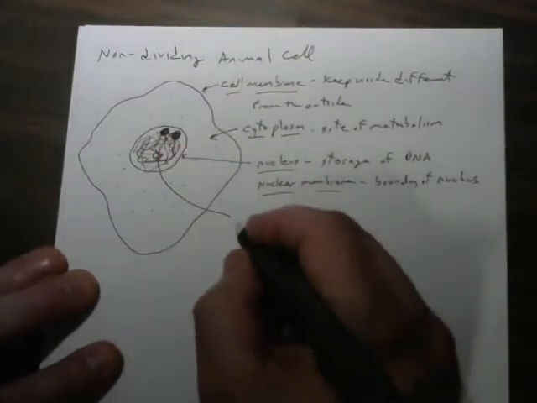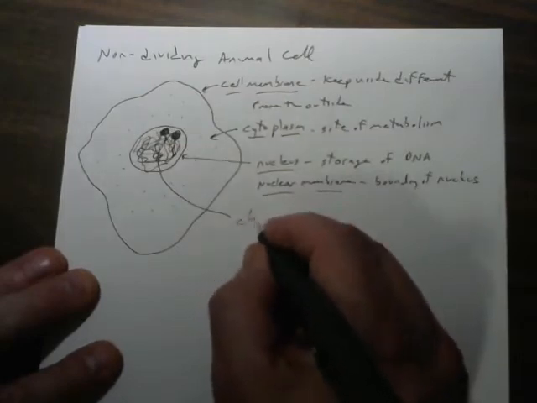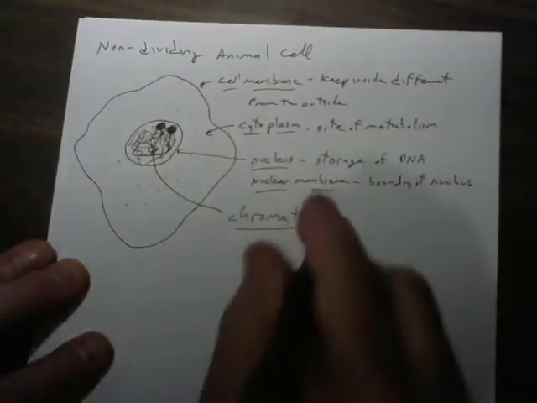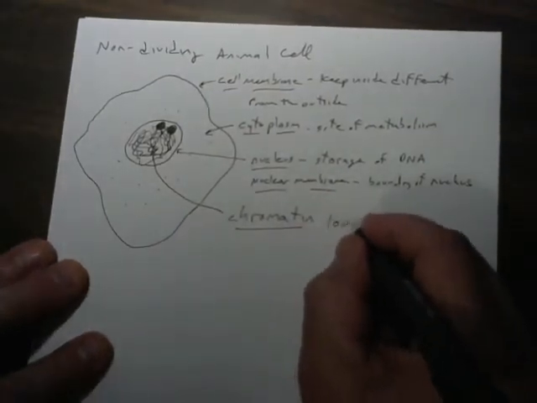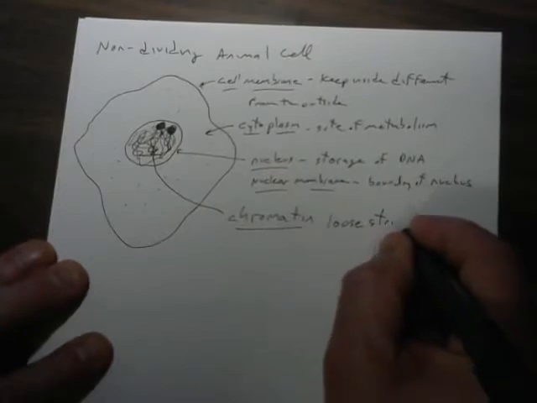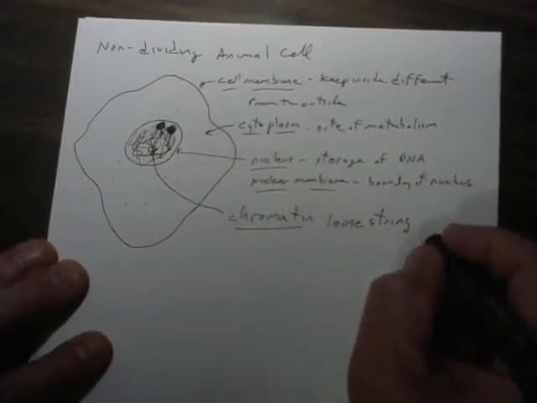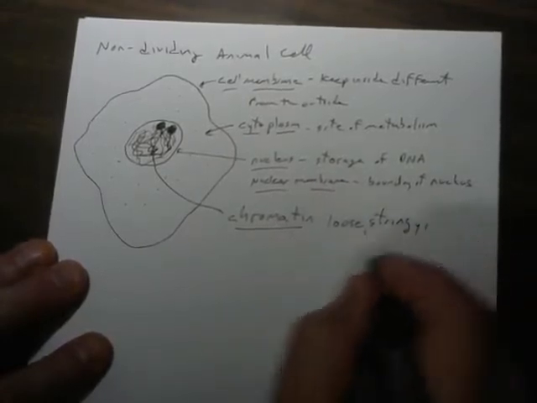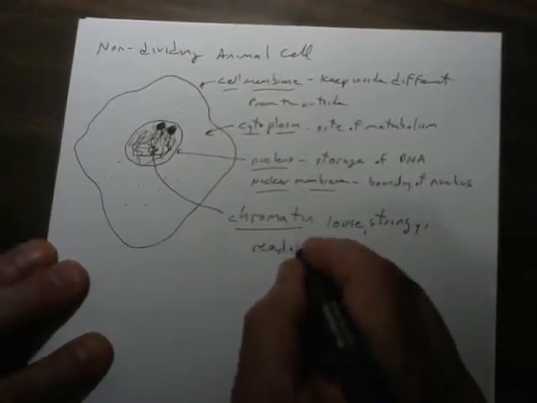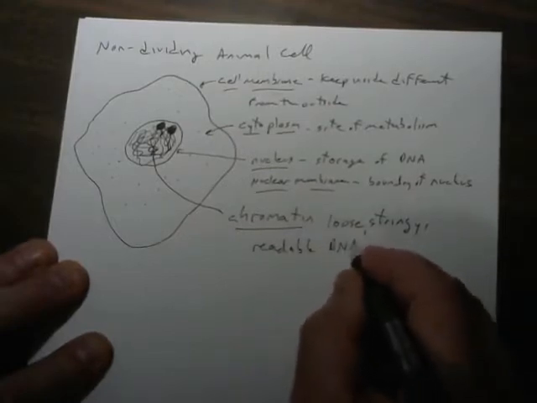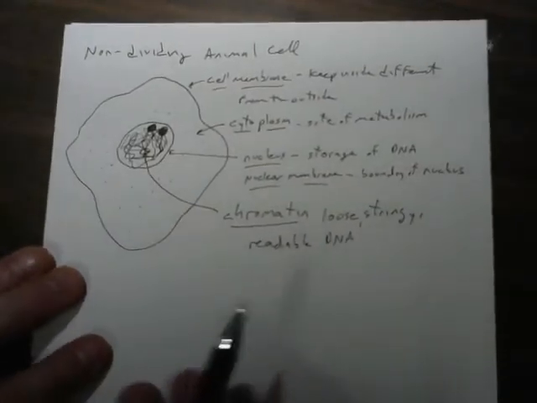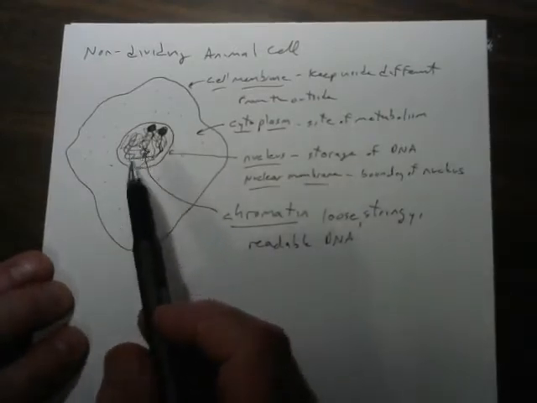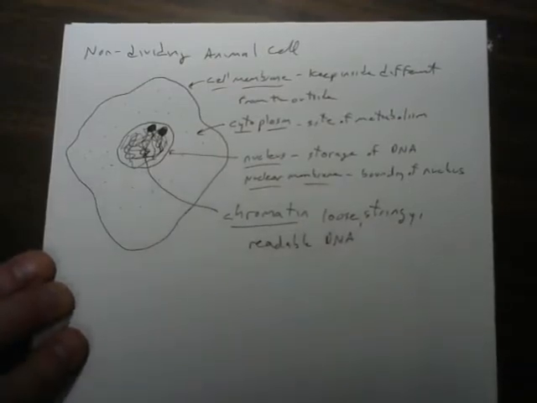is the DNA. It's in what's called chromatin form. Chromatin is loose and stringy DNA. More importantly, it is readable. Loose, stringy, readable DNA. In fact, the only time DNA can be transcribed into RNA, the only time that replication can take place, is when it's in chromatin form.